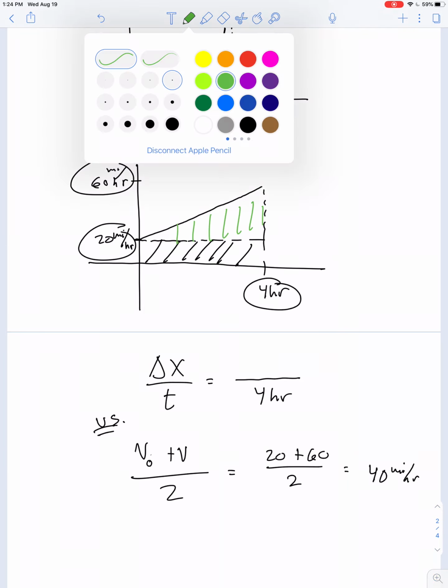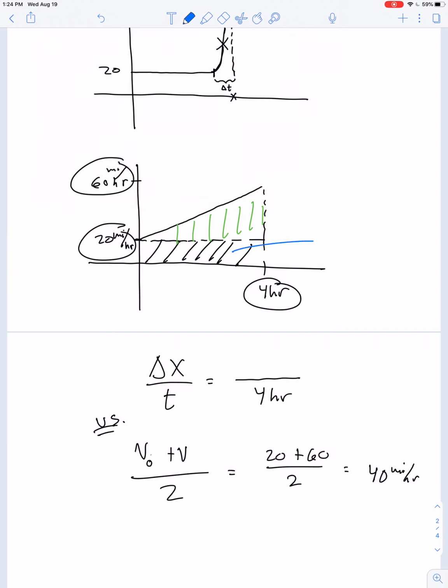So the rectangle is easy. You all agree with me that that's just 20 times 4 to give us 80 miles. And then the area of the triangle, let's see, 1/2 base times height. So 1/2 times 4 hours times, what's the height? It's not 60, it's starting at 20 and going up to 60, so I believe this height right here is a height of 40, yeah. So 40 miles per hour.